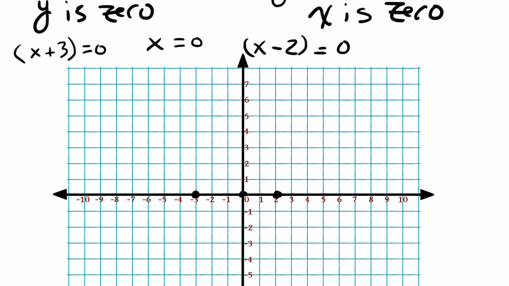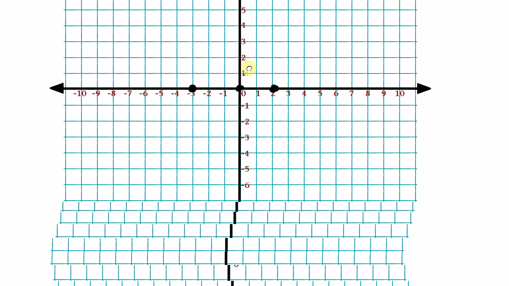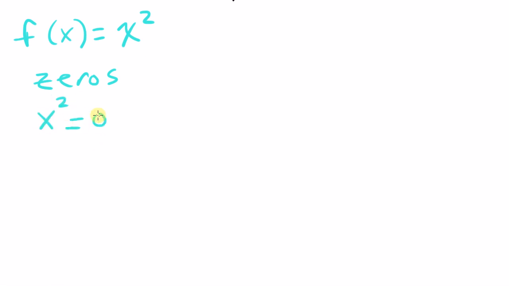For the y-intercepts, it's when the function, when the x is 0. So if I was graphing, these are of course all just zeros, but something like x squared, and I was to sketch this graph, and I wanted to know what are the zeros of this function. Well, I would take x squared and set it equal to 0, and when y is 0, x is 0, and when x is 0, y is 0.